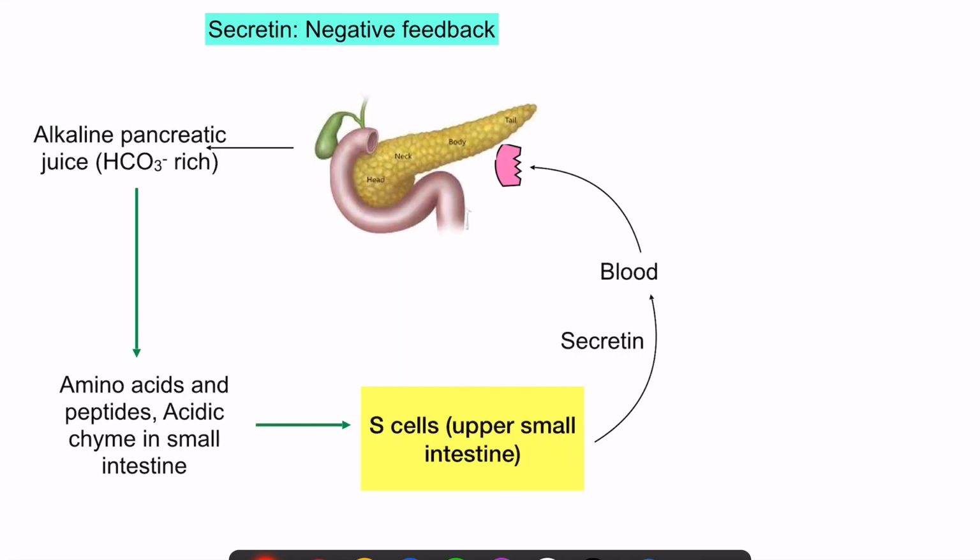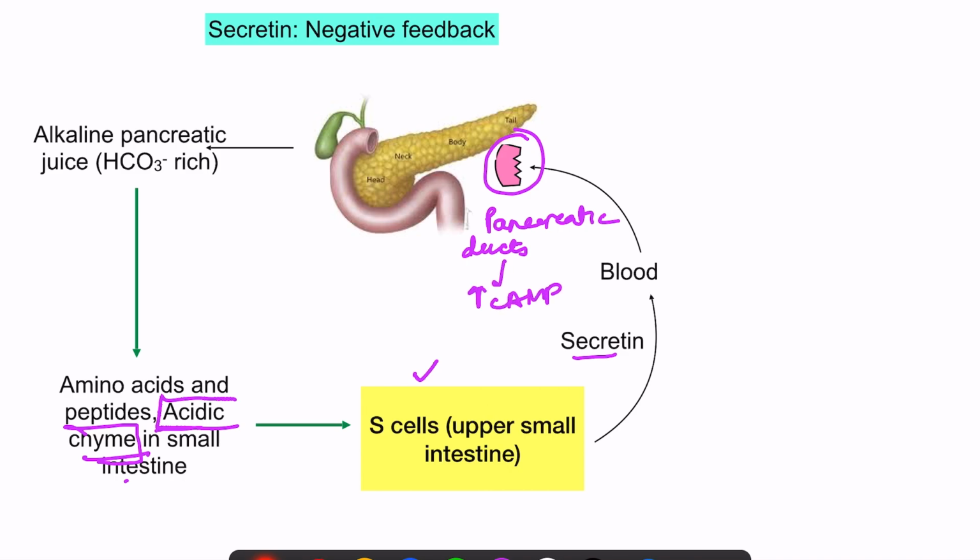Then, what is the stimulus for release of secretin? Secretin, I told you, is released from S cells in the upper small intestine, and there are amino acids and peptides and acidic chyme which enters the small intestine. So, acidic chyme, this is very important. Acidic chyme, that is the presence of acid in the duodenum, stimulates the release of secretin from the small intestine, which enters into the blood and acts on the secretin receptor mainly on the pancreatic ducts, and it causes an increase in the formation of cAMP, promoting the release of bicarbonate.